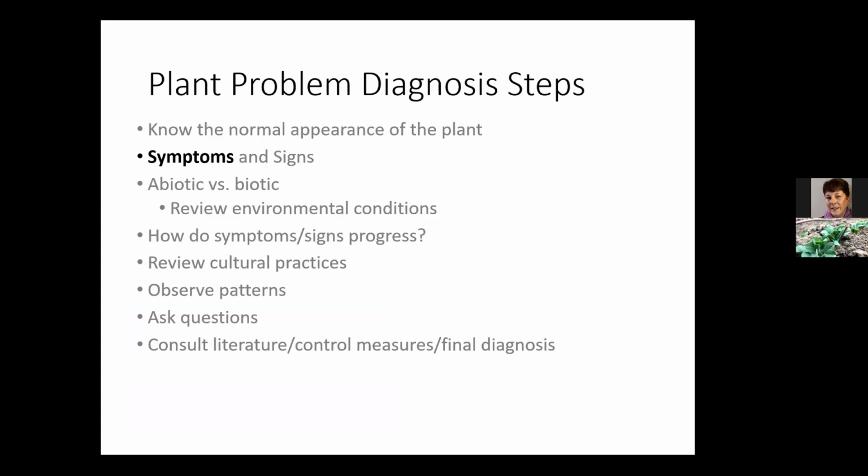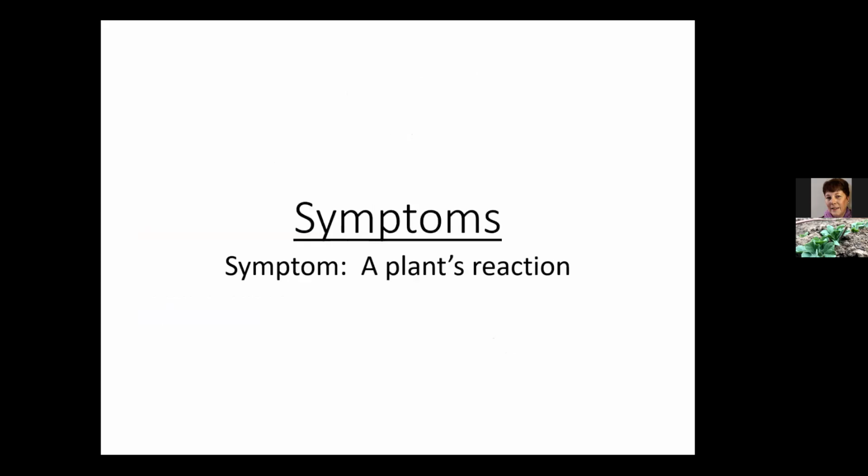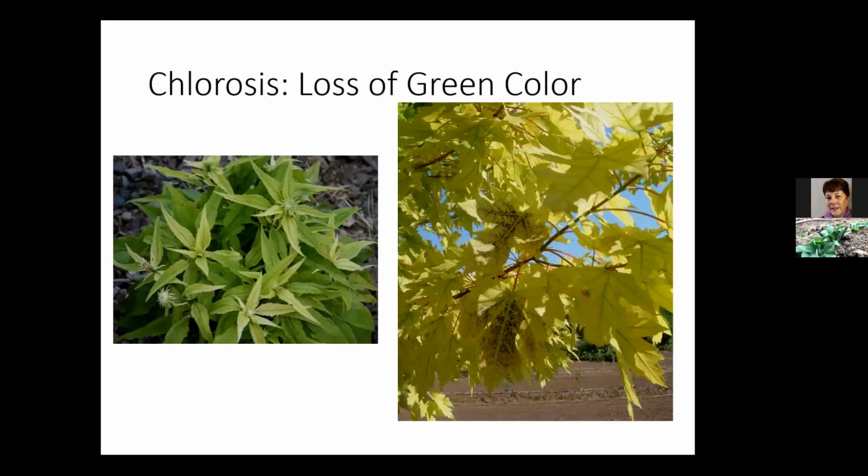So once we know what plant we're working with, we've identified it. We know what we're dealing with. We know what it is supposed to look like. We can look at symptoms and signs. Symptoms are the plant telling you something is wrong with it, and you're not quite sure what is happening. When we look at these things, we see all sorts of different symptoms. So we can see yellowing of the plant, or chlorosis, which is loss of green color. The leaves might be turning yellow.